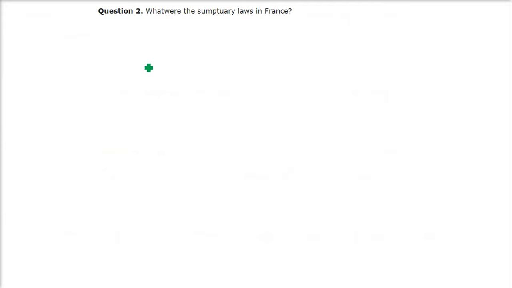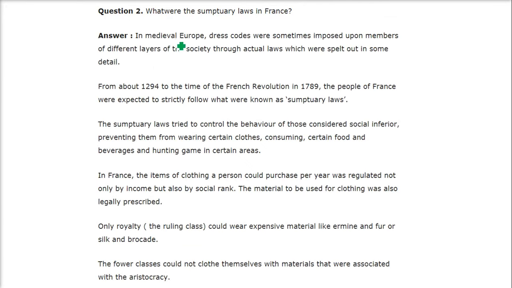What were the sumptuary laws in France? In medieval Europe, dress codes were sometimes imposed upon members of different layers of society. That is, there was a hierarchy. So there were rules on people in the lower hierarchy through actual laws which were spelled out in some detail. Quite detailed it was. From 1294 to the time of the French Revolution in 1789, the people of France were strictly expected to follow the laws, that is the dress code known as sumptuary laws.